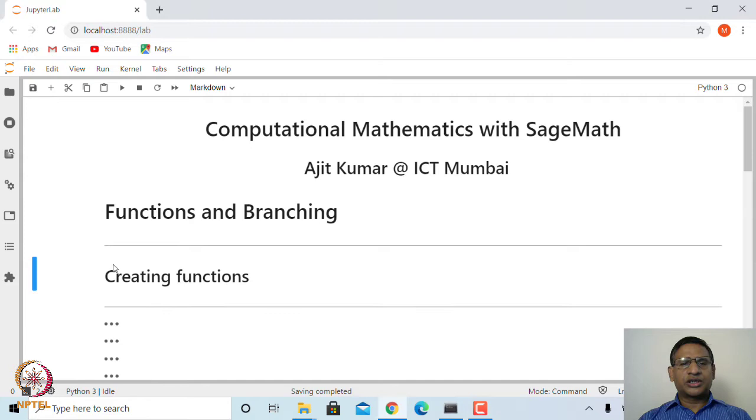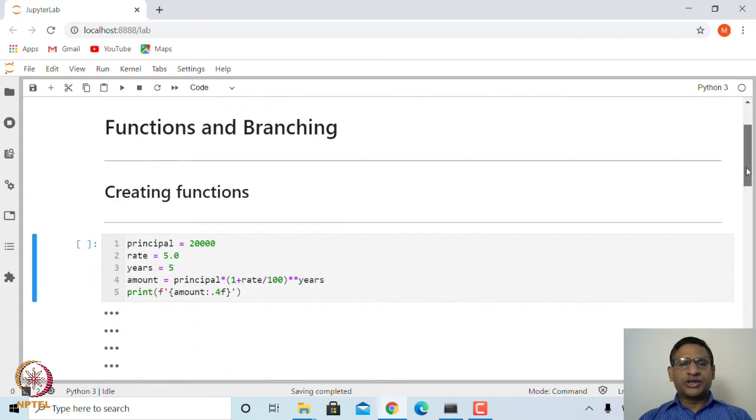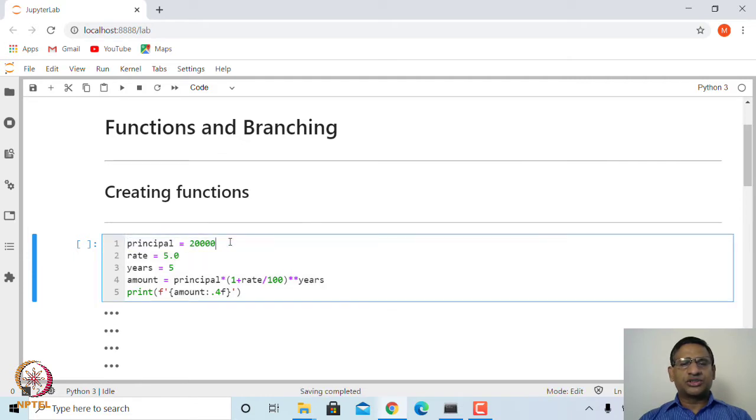So, first let us look at creating user defined functions. Recall that we have done computation of compound interest. Let us just look at what we did. Suppose there is a principal amount of 20,000 which is invested at the rate 5% for 5 years, then the amount after 5 years we calculated using this formula, principal into 1 plus r by 100 to the power number of years, and we can print this.